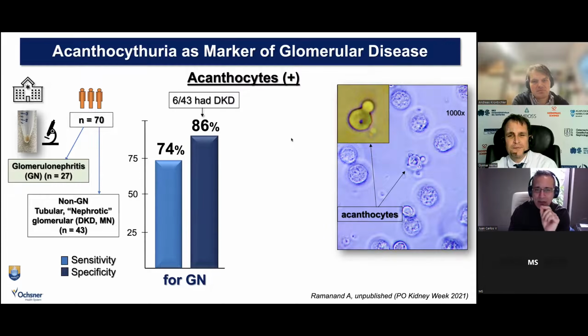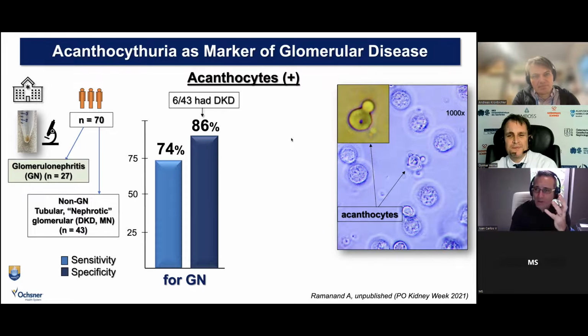And then out of those patients, 6 out of 43 that had acanthocytes and the biopsy didn't show, let's say, ANCA vasculitis or didn't show some type of IgA nephropathy, 6 of them had diabetic nephropathy, which was surprising to us, because some authors have suggested that in diabetic nephropathy you may see RBC cast, but you shouldn't see acanthocytes. Well, we found it in 6 of these patients.